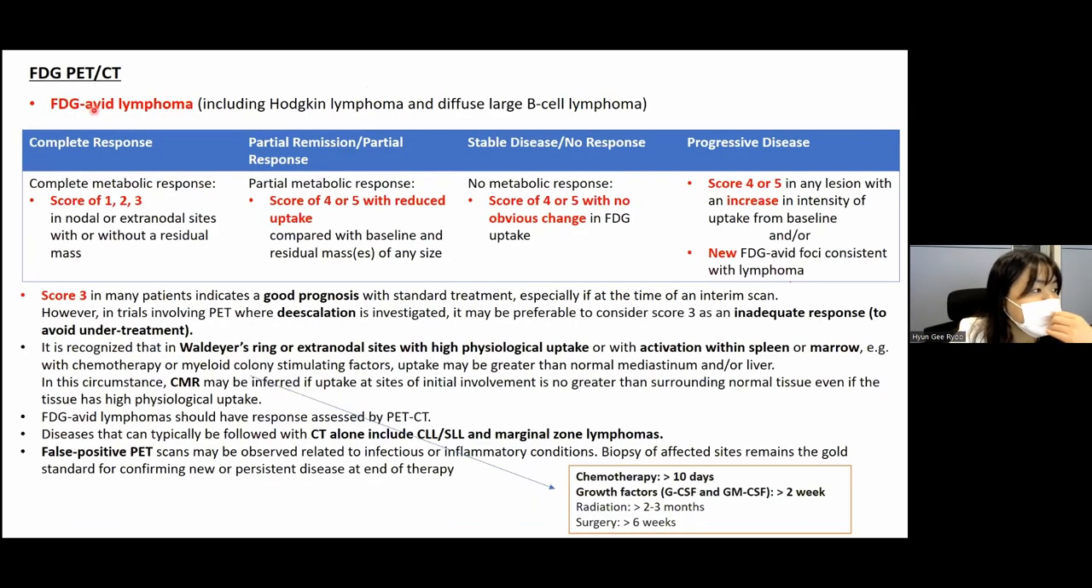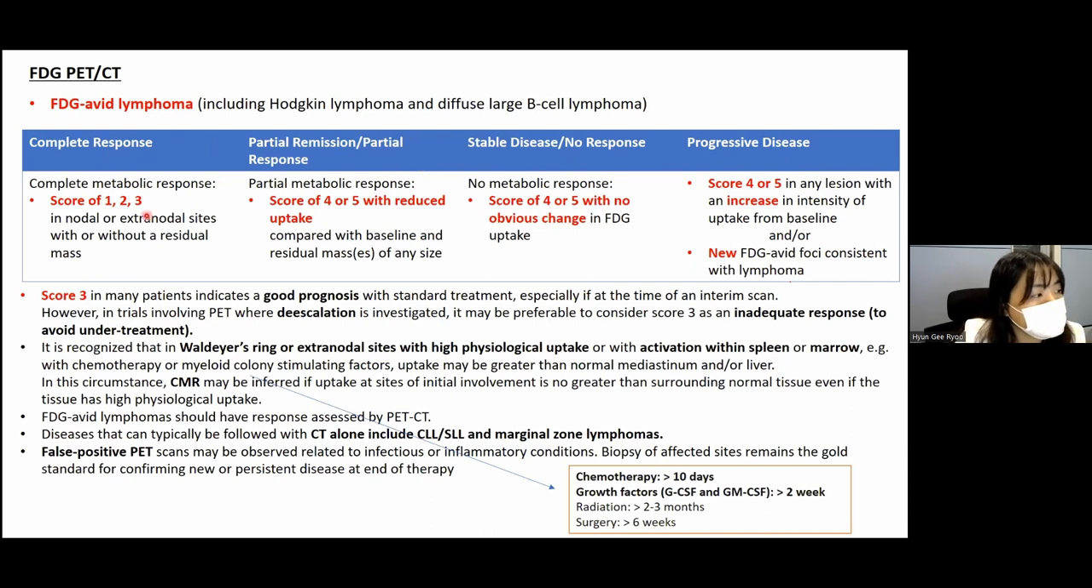For the FDG avid lymphoma, it has a different treatment response method. So for the FDG lymphoma, we can divide the treatment response into complete response and partial response and stable disease and progressive disease. And I introduced the Deauville score in the previous slide.